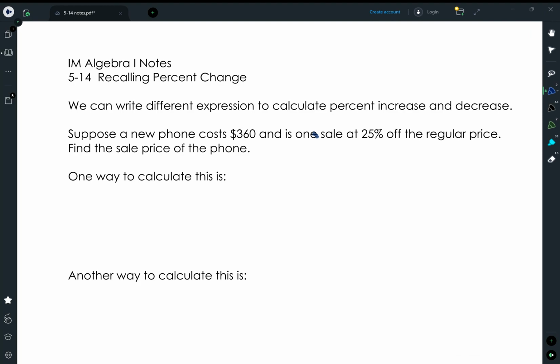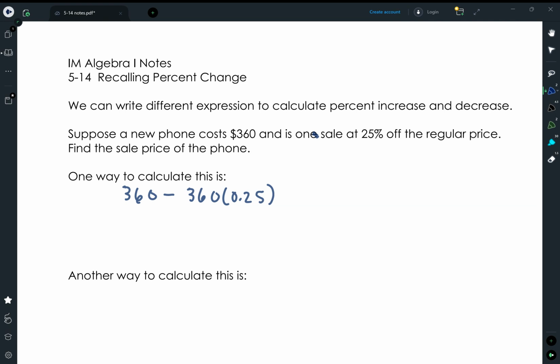So I think a lot of times what we think about doing is we say, well, it's $360 and then I have to subtract 25% of that price. So our brains say, let's take 360 and subtract 25% of the 360. Remember, 25% as a decimal is 0.25. So we'd be multiplying 360 by 0.25. So that's like 1/4, right?